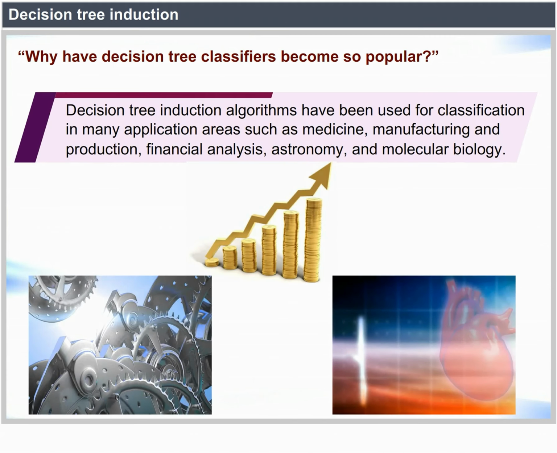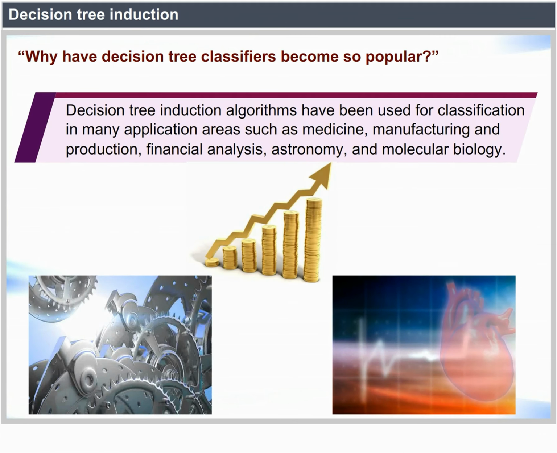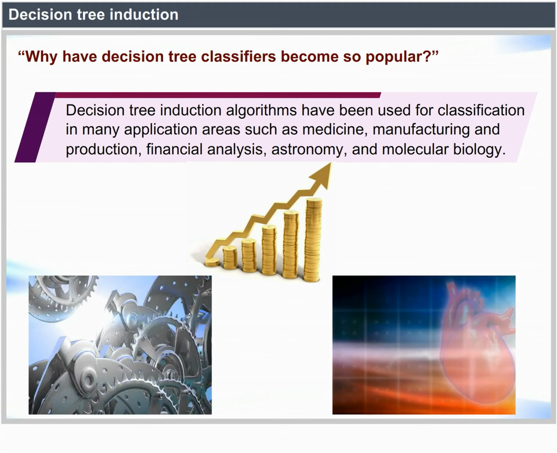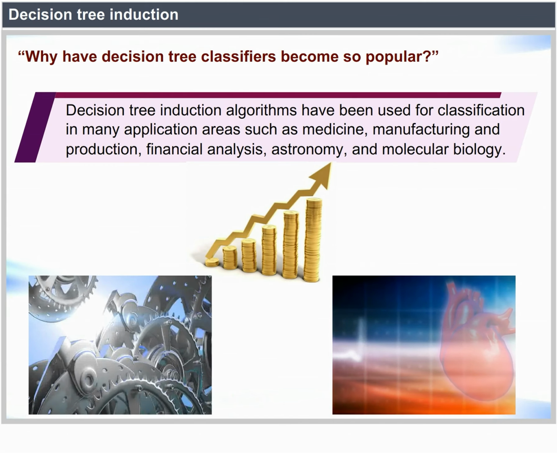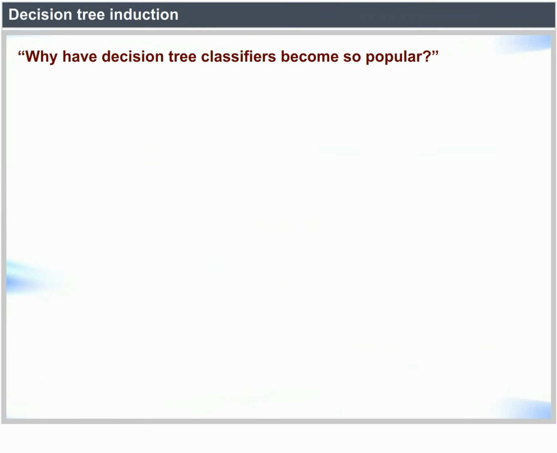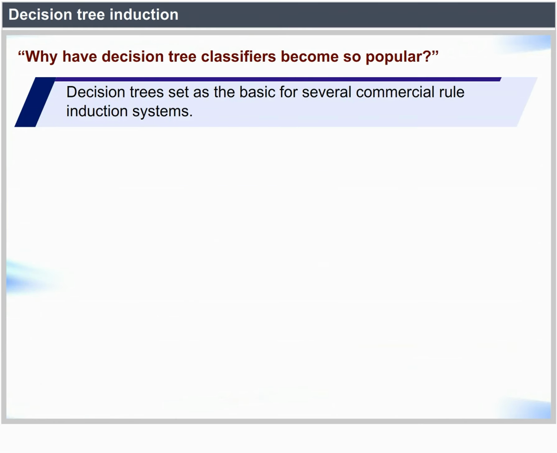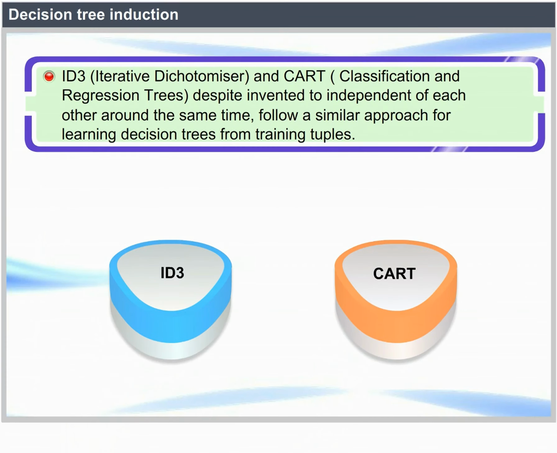Decision tree induction algorithms have been used for classification in many application areas, such as medicine, manufacturing and production, financial analysis, astronomy, and molecular biology. Decision trees are the basis of several commercial rule induction systems. ID3 (Iterative Dichotomiser) and CART (Classification and Regression Trees) were invented independently of one another at around the same time, yet follow a similar approach for learning decision trees from training tuples.